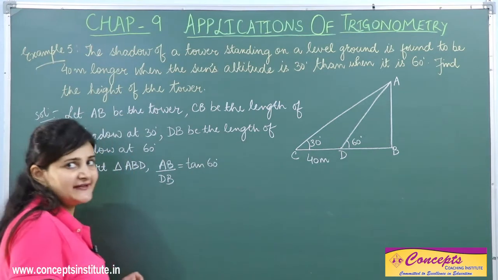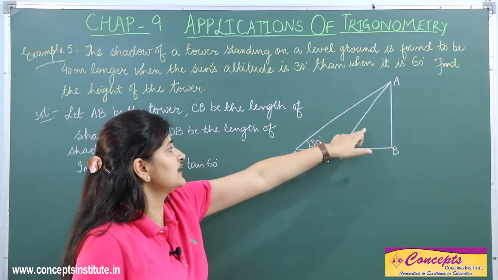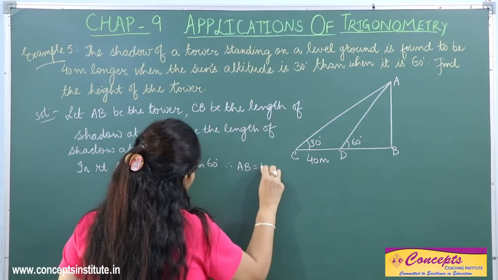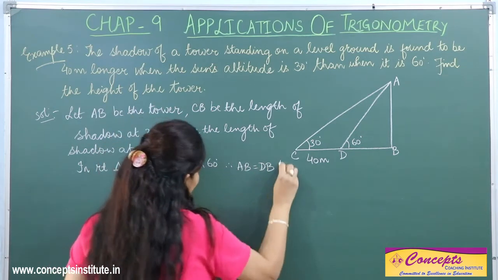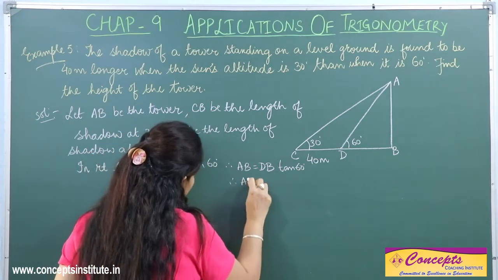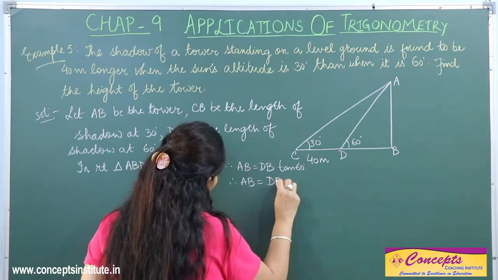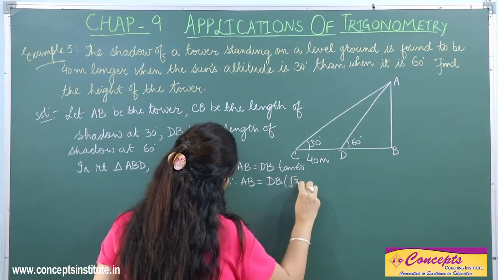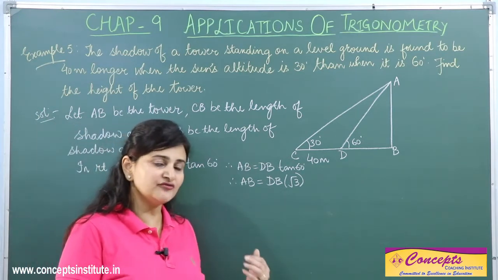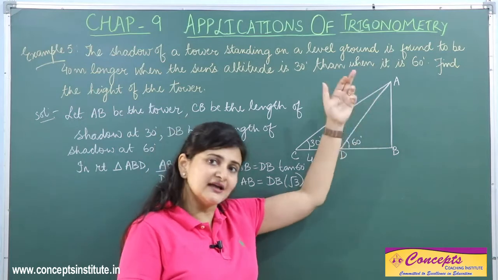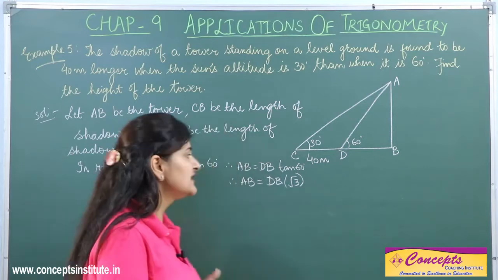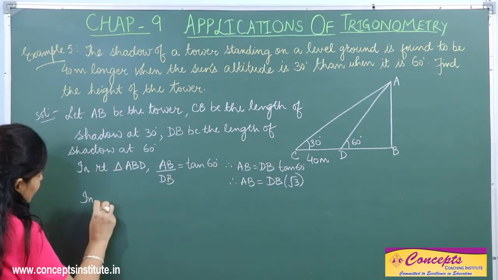Now I am going to find out the value of AB from this triangle. So what would be AB? Therefore AB would be DB into tan 60, and what is tan 60? Tan 60 is root 3. So therefore AB comes out to be DB into root 3. Right students? Now what I am going to do is find out the value of AB from another triangle, that is ABC, and then I am going to equate both those values. So let's see how.